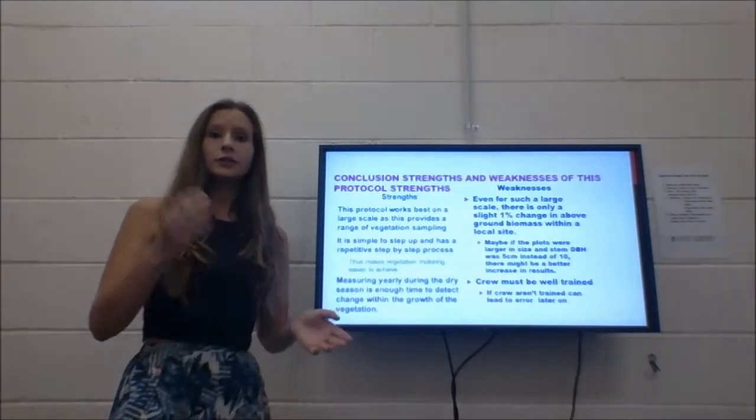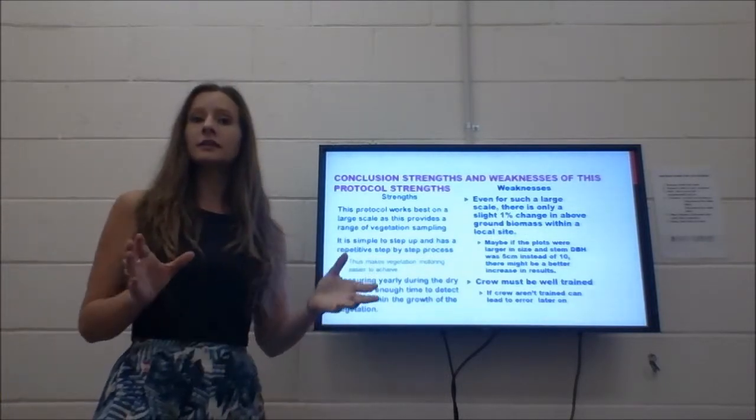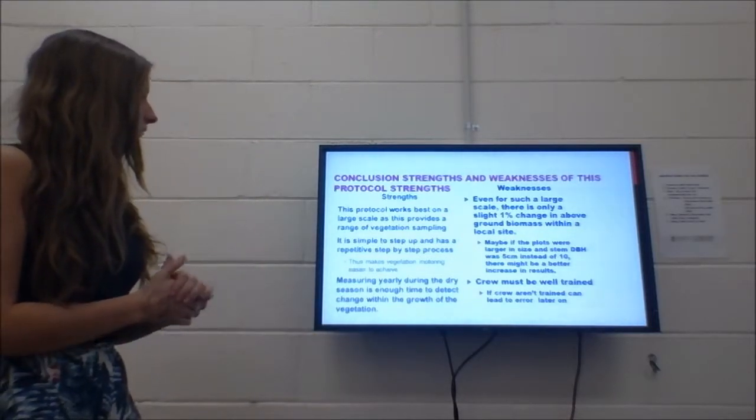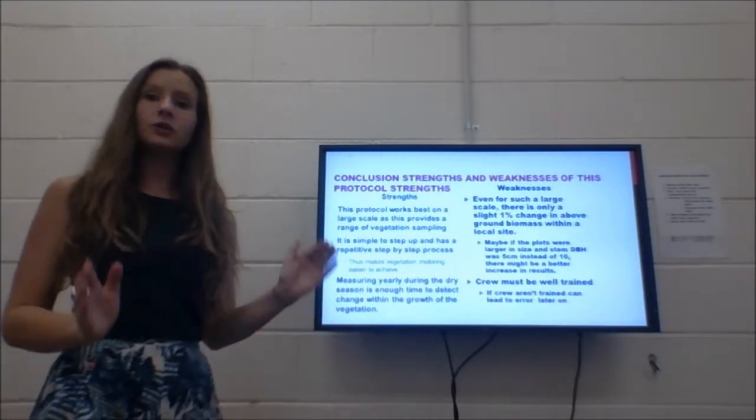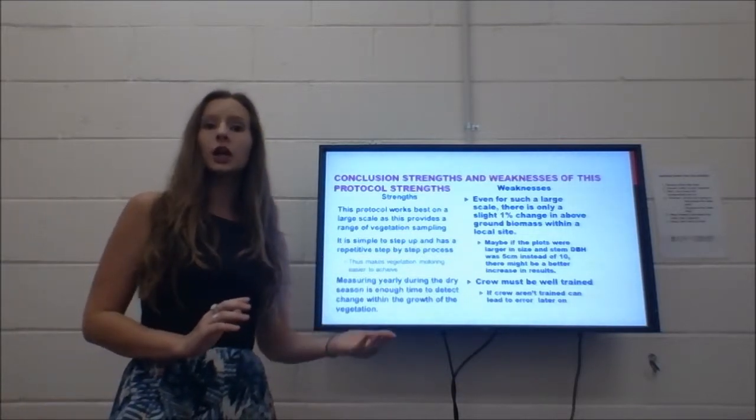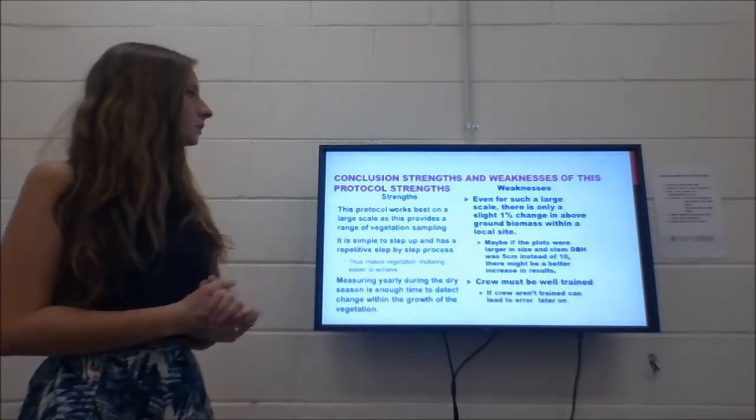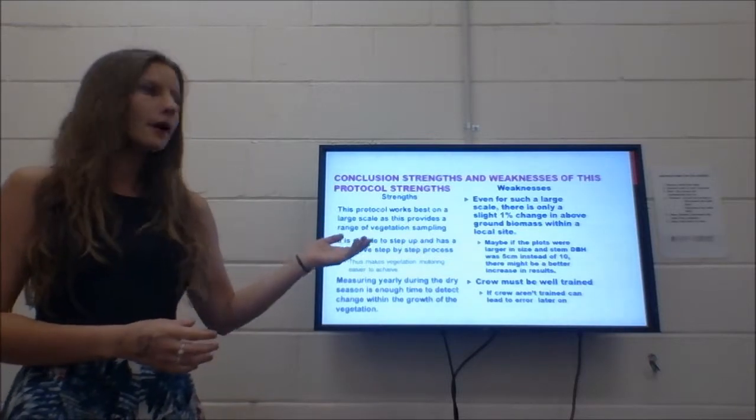This protocol has strengths and weaknesses. The strengths are this protocol works best on a large scale and is easy to set up with repetitive steps. Also, because it's on a large scale, it provides a large range of vegetation sampling. Also, measuring on an annual scale gives enough time for the vegetation to regrow and provide evidence for data. The weaknesses include, because it's on such a large scale, it only provides a 1% change in the above ground biomass.